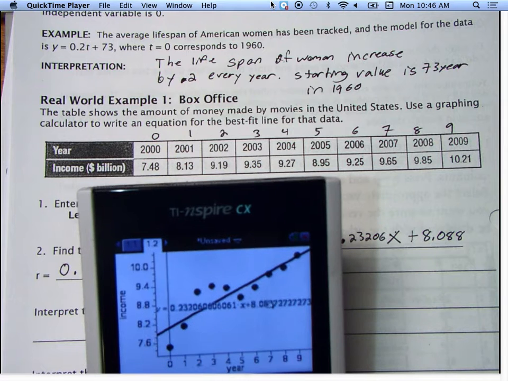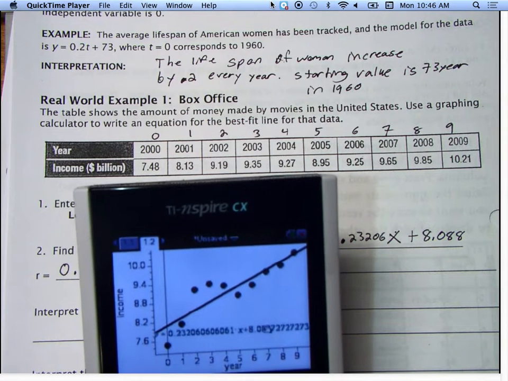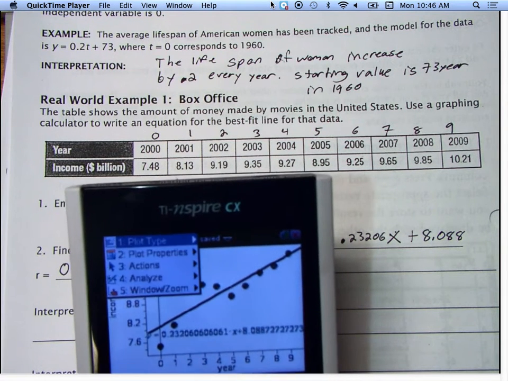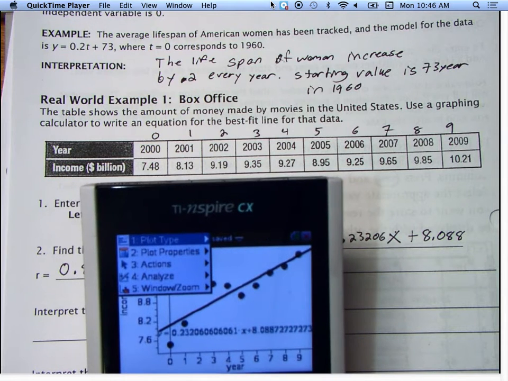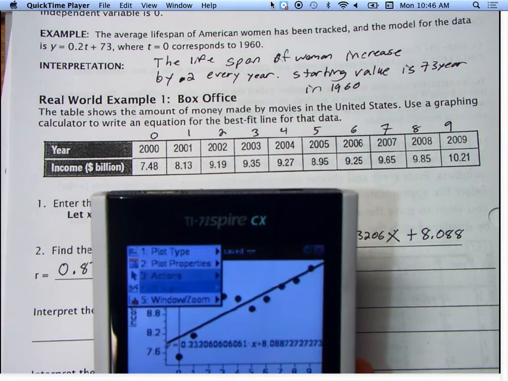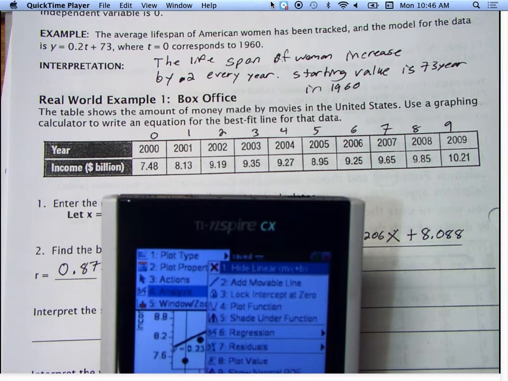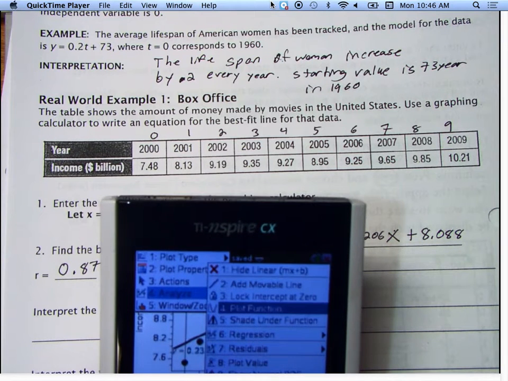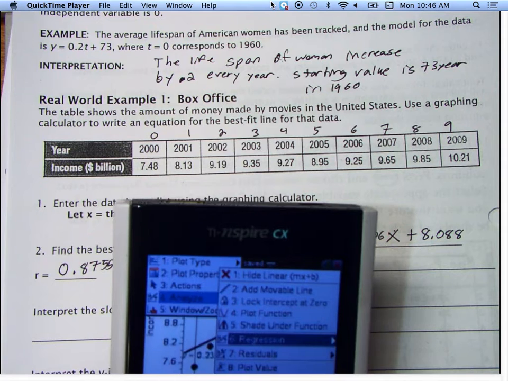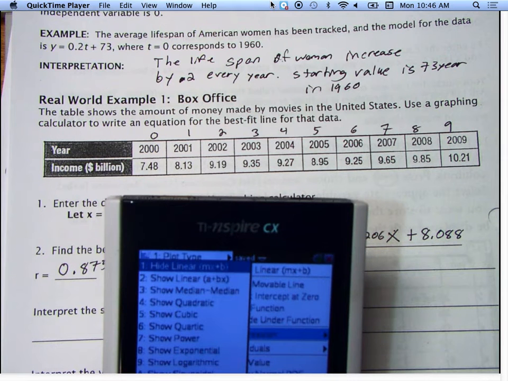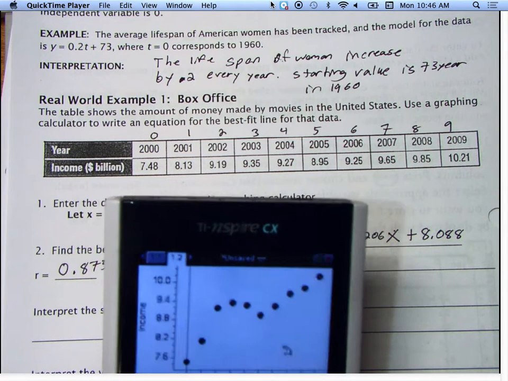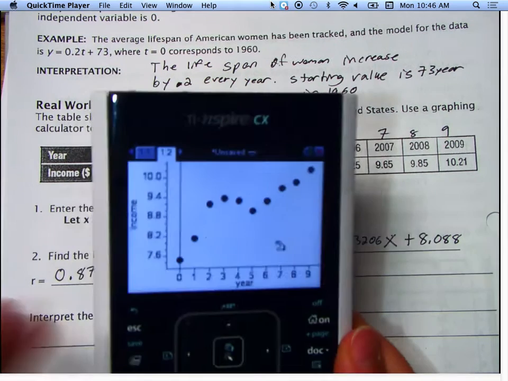So I need to do that way slower, right? Yeah. Okay, so I hit menu. I'm going to click analyze, number 4. And then I'm going to hit regression, number 6. And then it should be like number 1. Yeah, I'm going to do it all again.